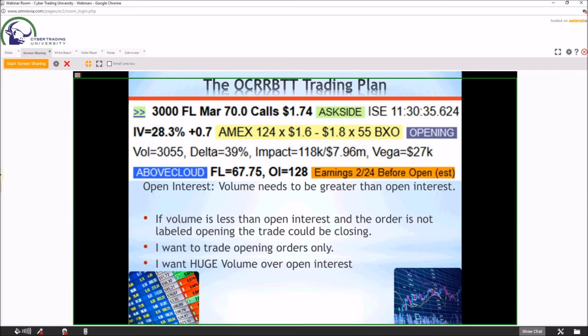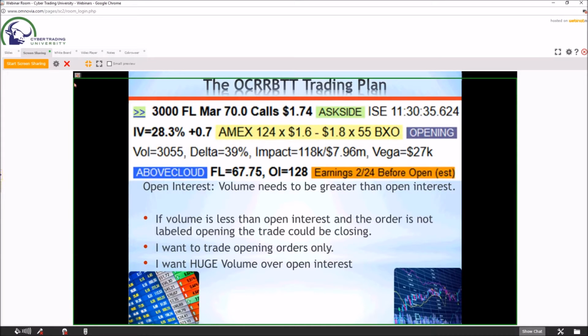The first thing I need to determine when I see an order hitting the tape is whether or not it's opening or closing. Because if it's a closing position, I don't want to be getting into it. Just because someone's buying options doesn't mean they're putting on new risk. They could have been short those options and are buying them back now to close them. But there's one way to tell for sure with certainty that a position is opening, and that's by comparing volume and open interest.